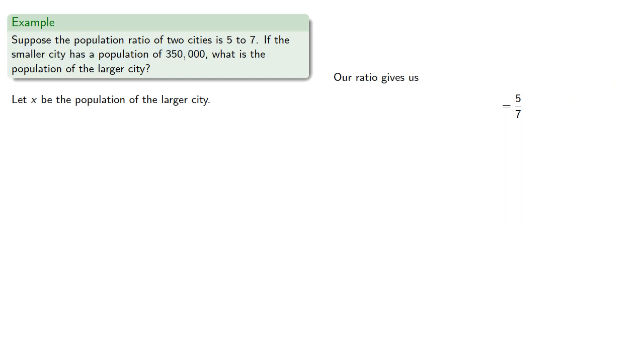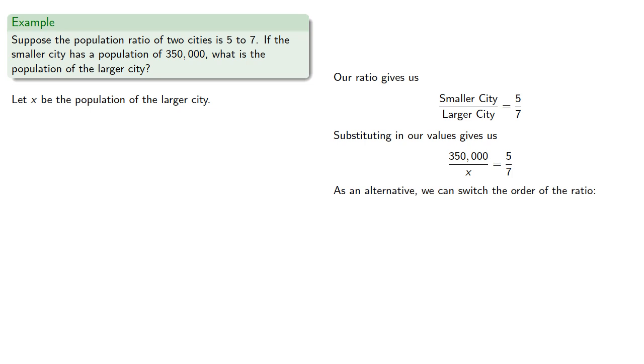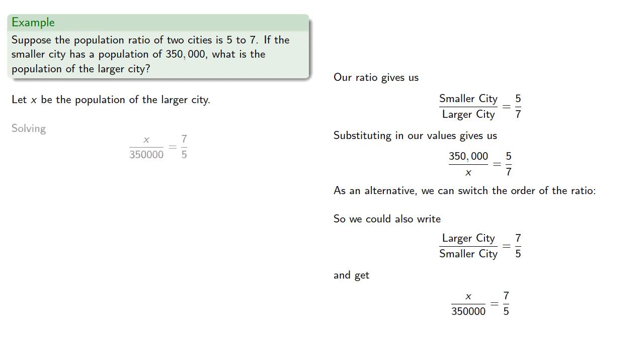Our ratio is 5 to 7. That has to be smaller to larger. So substituting in our values gives us. Now, we could solve this equation, but as an alternative, we can switch the order of the ratio and instead use 7 to 5, which must be larger to smaller. And we can substitute in our known values, and we have a much easier equation to solve, giving us our solution.